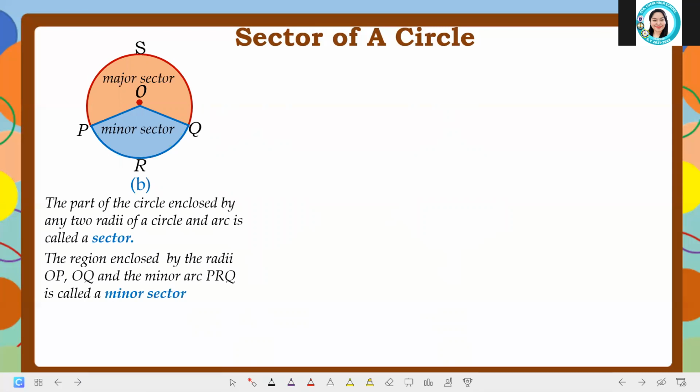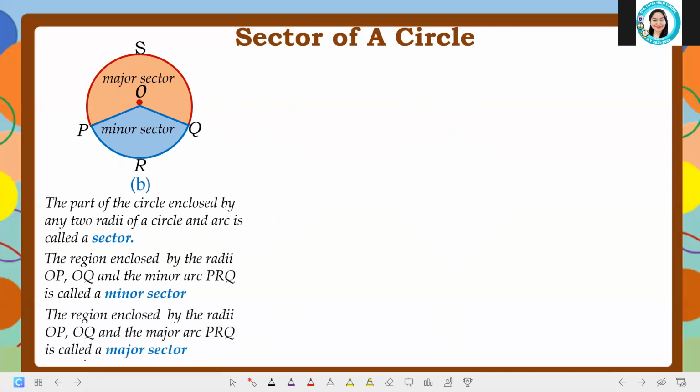So dito, balikan natin yung binanggit ko kanina na it is bounded by two radii and an arc. So kapag ang arc na nag-bound sa kanya ay minor arc, ang tawag natin sa kanya ay minor sector. Kapag ang nag-bound sa kanya na arc is major arc, therefore we call it major sector.